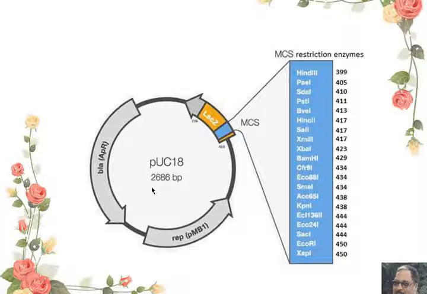It is composed of 2686 base pairs. It has a single ori region. Now this is the lactose operon gene, that is the lac operon gene. Here this is the ampicillin resistance gene, and here it has the ori region.